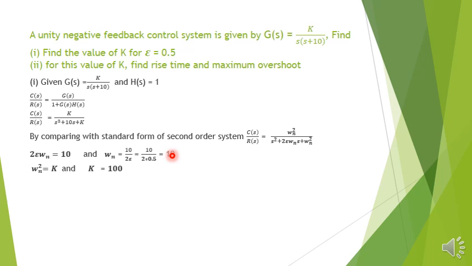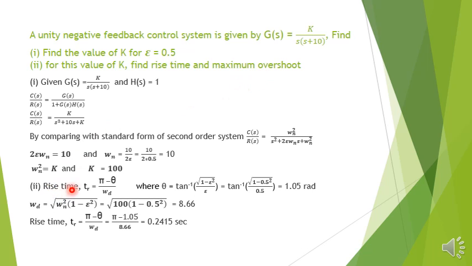Now, what is the relation for K? K equal to omega n square. So K equals 10 square, that is equal to 100. So we got the answer for the first question, the value of K. Now for this value of K, find rise time and maximum overshoot.